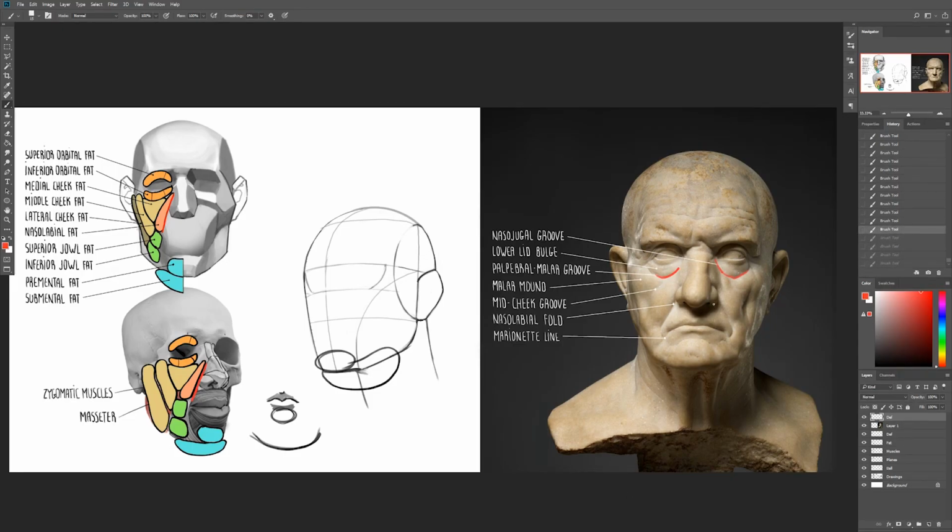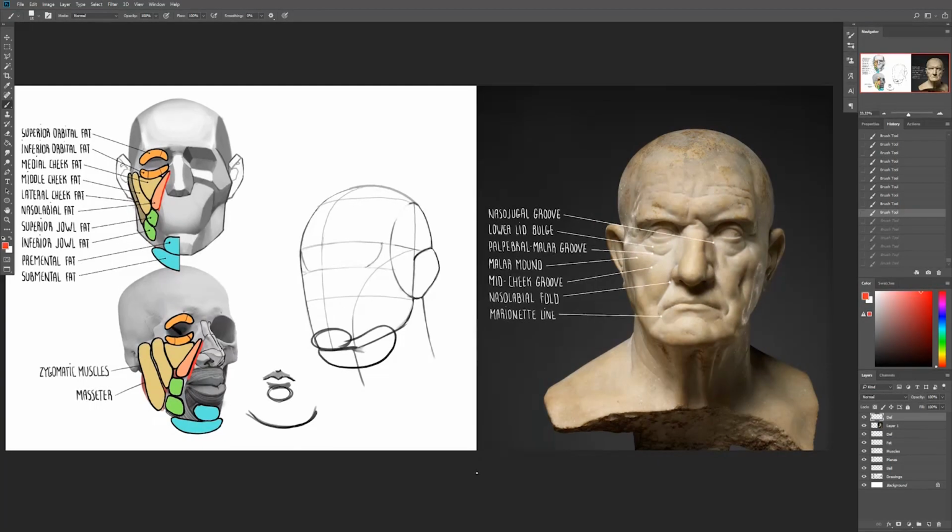So on this person, you can actually see these jowl fat pads. The superior and the inferior jowl fat pad right here and right here. So when it comes to facial features, we have pretty much covered everything now, at least everything that is relevant, everything that you'll see often and that will be useful when drawing.